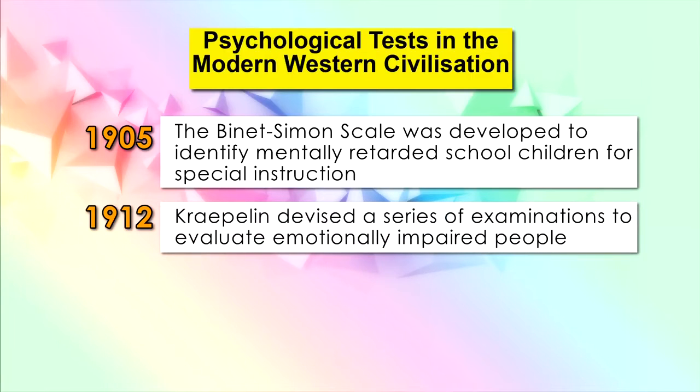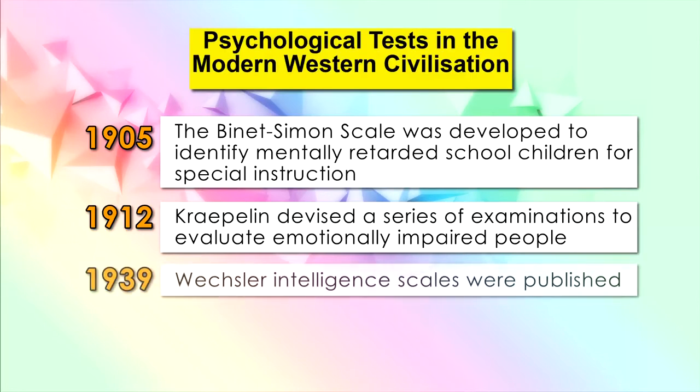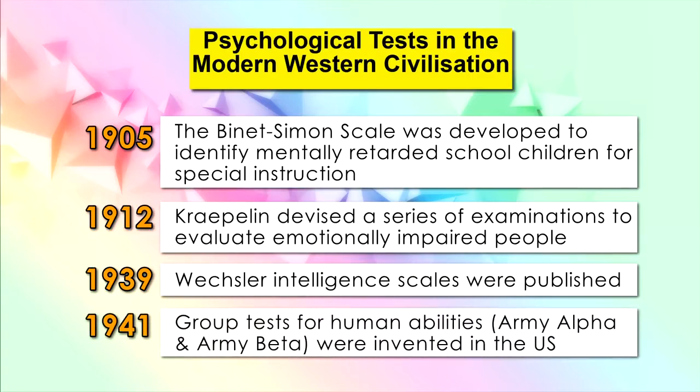Kraepelin, on the other hand, devised a series of examinations in 1912 for the evaluation of emotionally impaired people. In 1939, the first version of the Wechsler Intelligence Scales was published, which provided some innovations in intelligence testing compared to the earlier Binet-Simon scale. During World War I, in the United States, the demand for large-scale group testing emerged in order to evaluate the big number of military recruits.